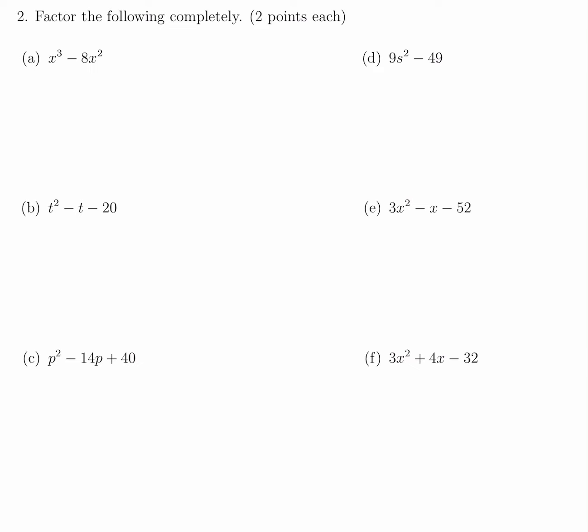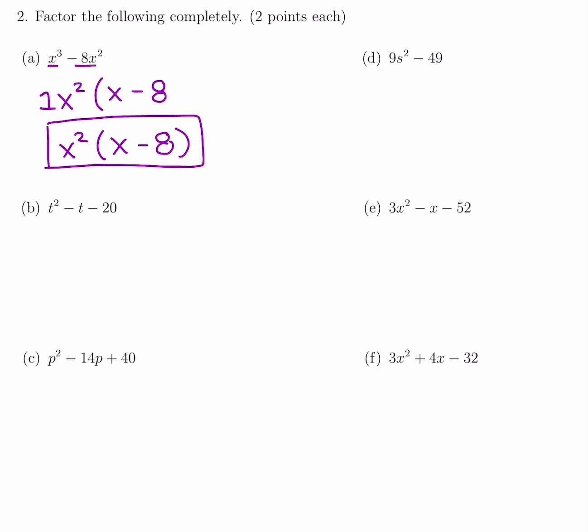So the biggest number that goes into 1, x cubed, and 8, x squared, the biggest number would just be 1. And the least power of x I see is x squared. Or you can just write it as x squared, it doesn't matter. X squared times x would give me x cubed. X squared times a negative 8 would give me negative 8x squared. So pulling out our greatest common factor for the first one, letter A.